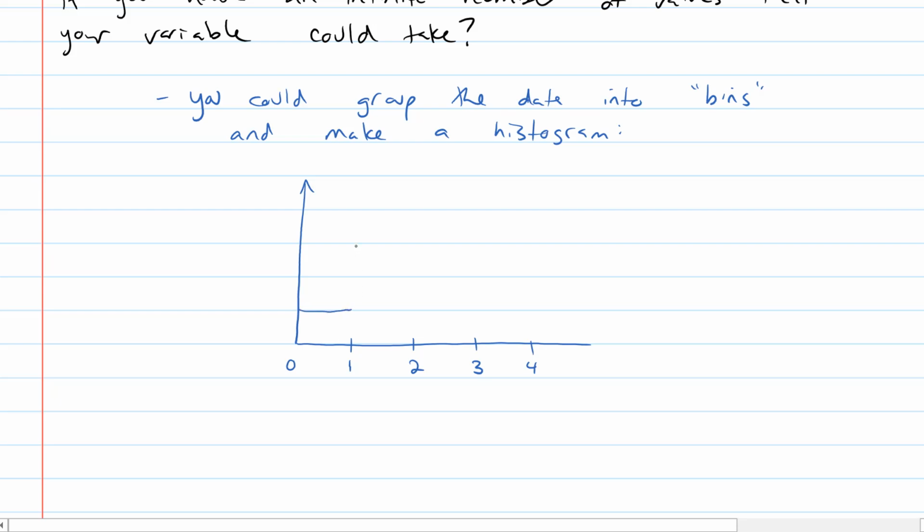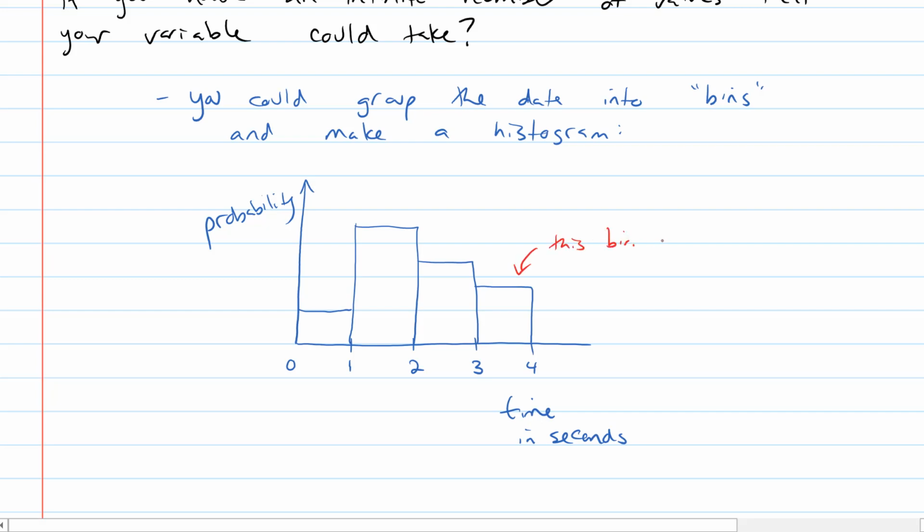And then you can make a little probability distribution that, I'm just making some stuff up here, looks, for example, like this, where this is the time in seconds on the x-axis, this is the probability on the y-axis. And then, for example, this bin contains all events with time between 3 and 4 seconds.